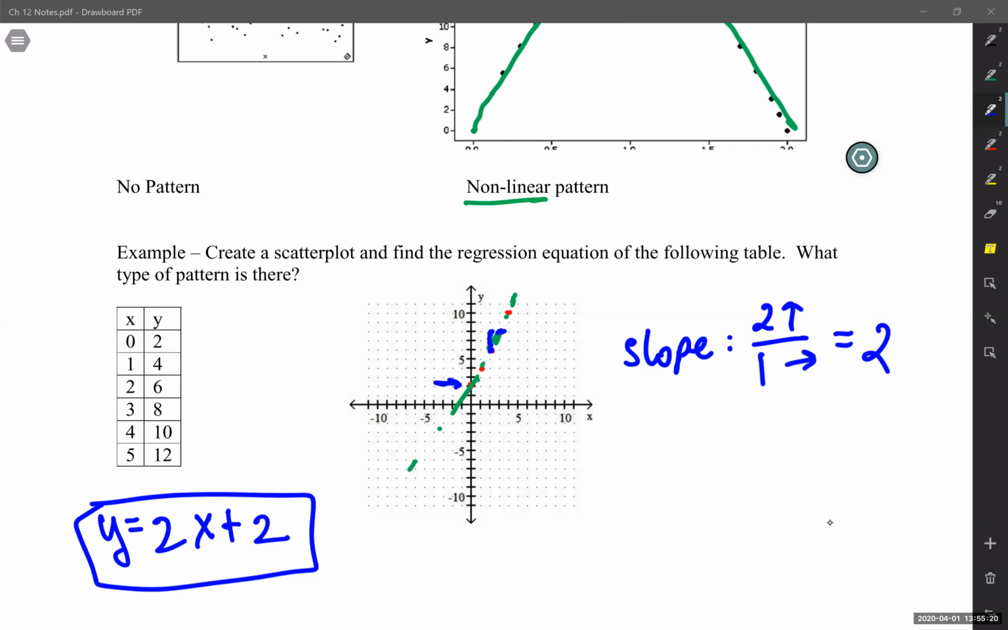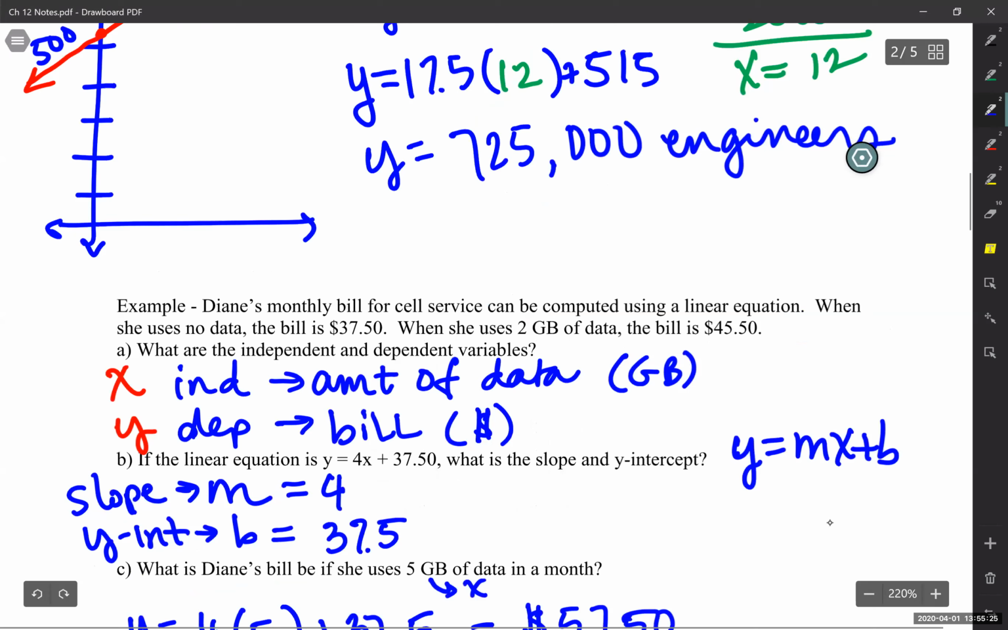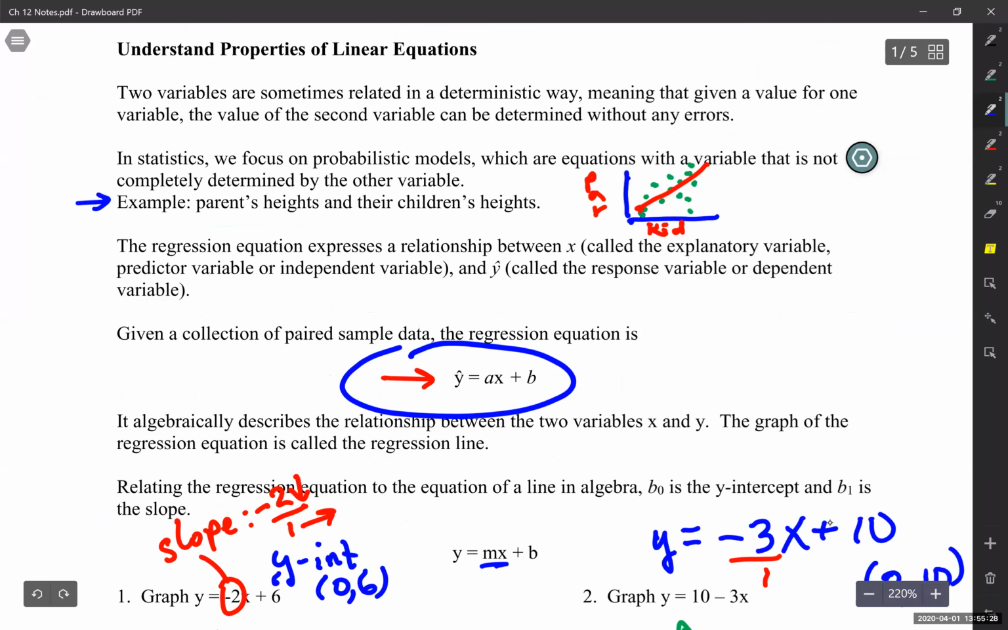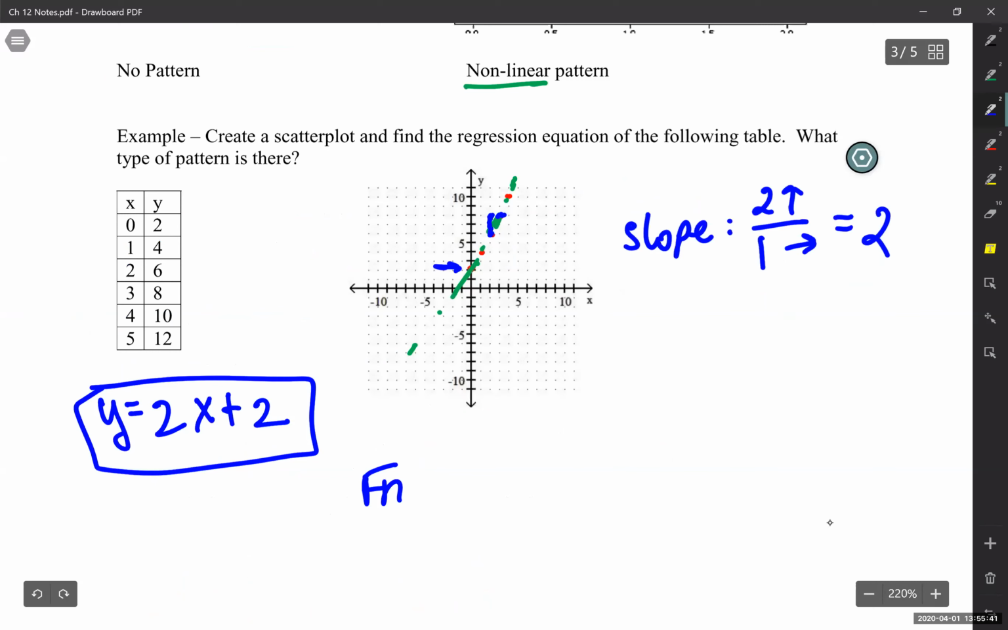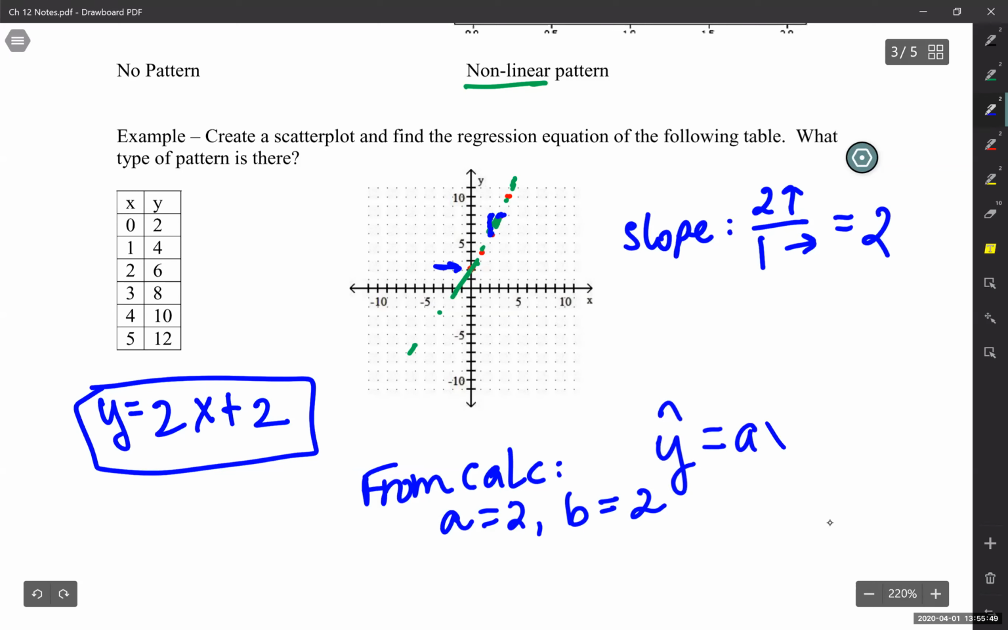Going back to the beginning, we have this formula that I highlighted, y equals ax plus b, or y hat equals ax plus b. So when I write this out from the calculator, a equals 2, b equals 2. The formula is y hat equals ax plus b. And so we can put that all together and get y hat equals 2x plus 2.